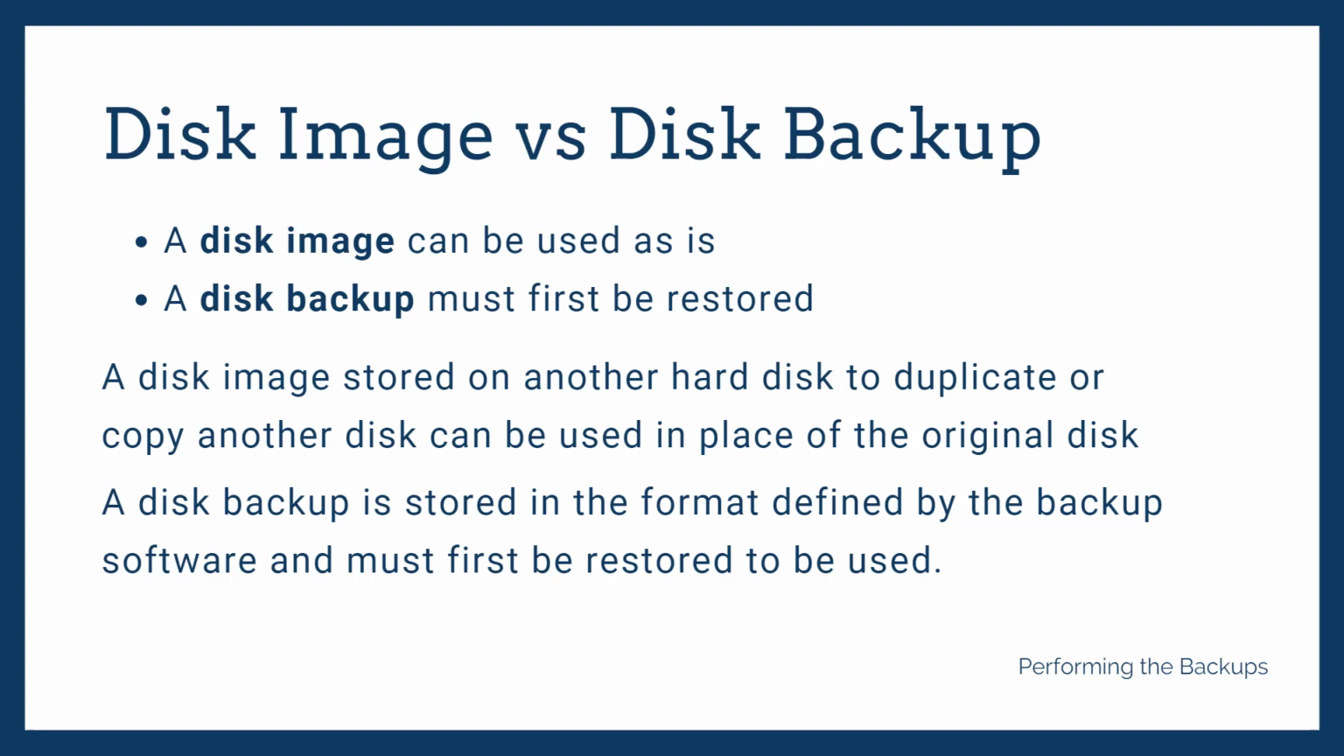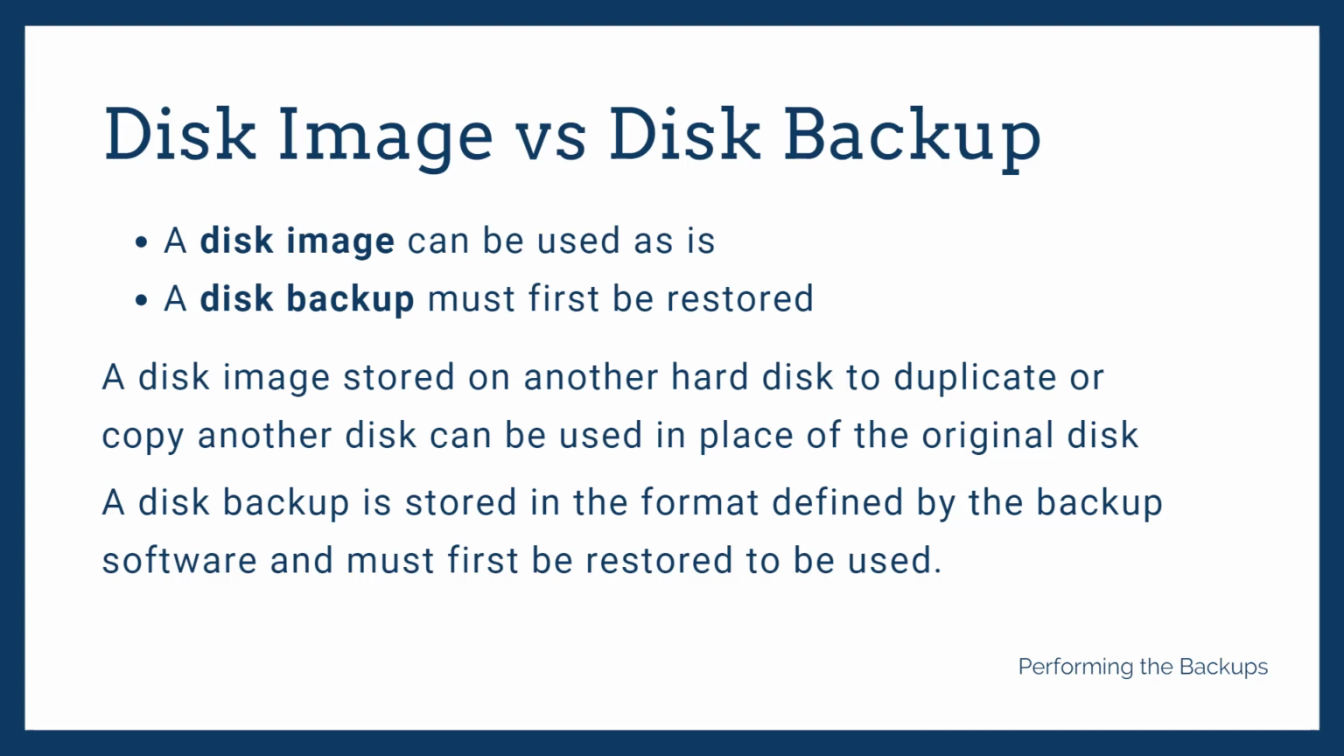All right. So let me give you this illustration. Let's look at it this way. A disk image stored on another hard disk to duplicate or copy another disk can be used in place of the original disk. So if you have the C drive in your computer and you make a copy of that drive to another hard drive, then you can take that other hard drive and replace your original, and your system will boot up. It's because they're really identical. However, a backup is stored in the format defined by your backup software. And if you want to get that backup onto another disk, to restore it, then you would have to first restore from that backup.